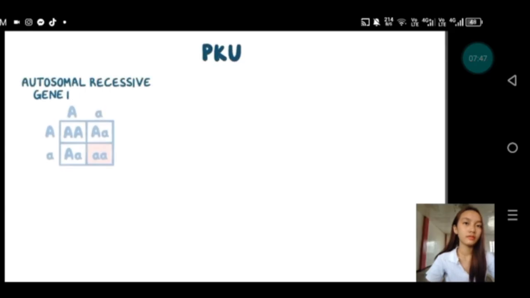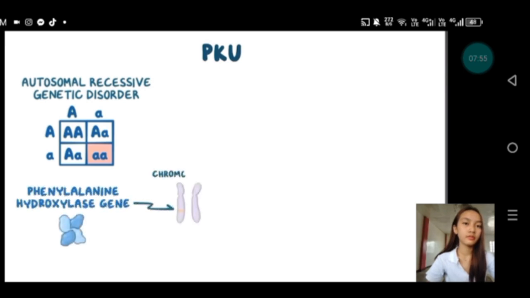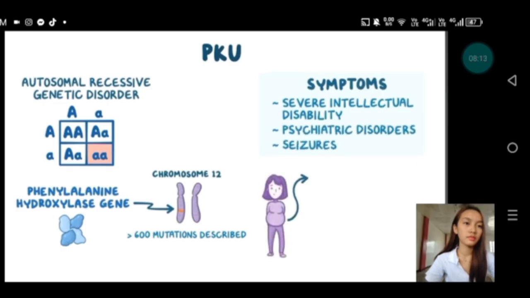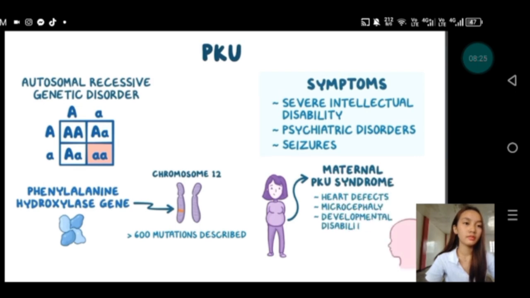PKU is an autosomal recessive genetic disorder that affects function of the phenylalanine hydroxylase enzyme. The phenylalanine hydroxylase gene is located on chromosome 12, and over 600 mutations have been described. The degree of enzyme function can vary. When untreated, people with PKU develop symptoms such as severe intellectual disability, psychiatric disorders, and seizures. A pregnant woman with PKU must pay special attention to her phenylalanine levels to reduce the risk of maternal PKU syndrome that can result in heart defects, microcephaly, and developmental disability in her baby.